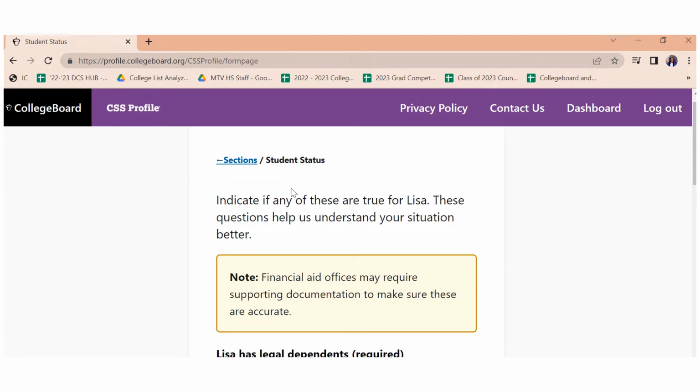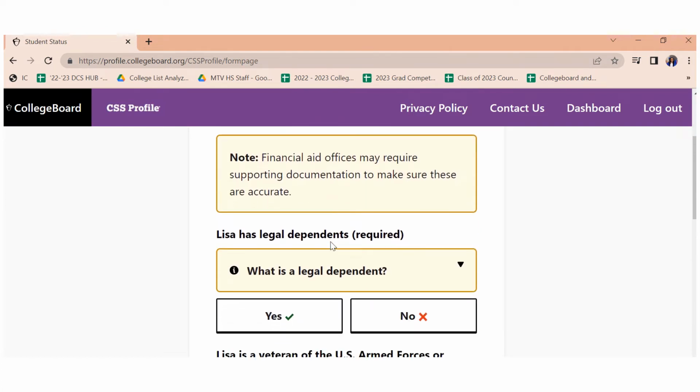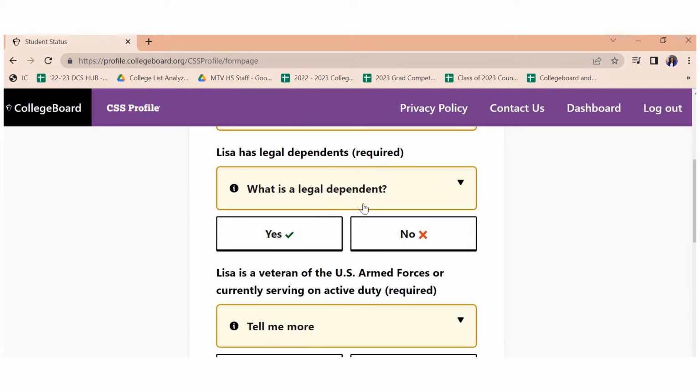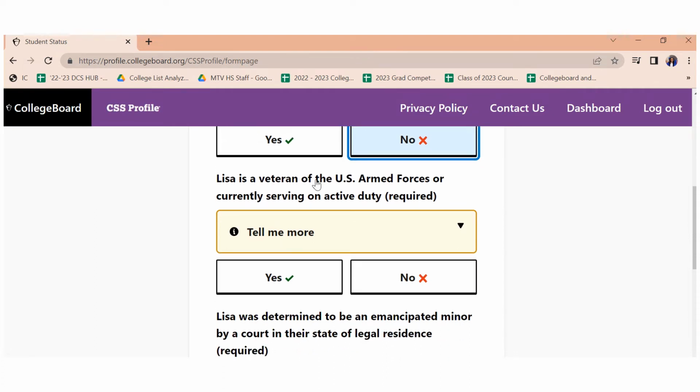Again, we are in the student section. So this is asking if any of these questions are true for the student. Does the student have legal dependents? Most students will put no. Is the student a veteran of the U.S. Armed Forces?